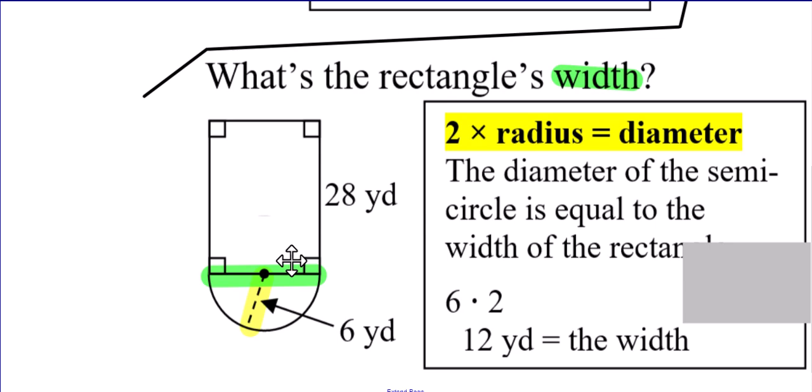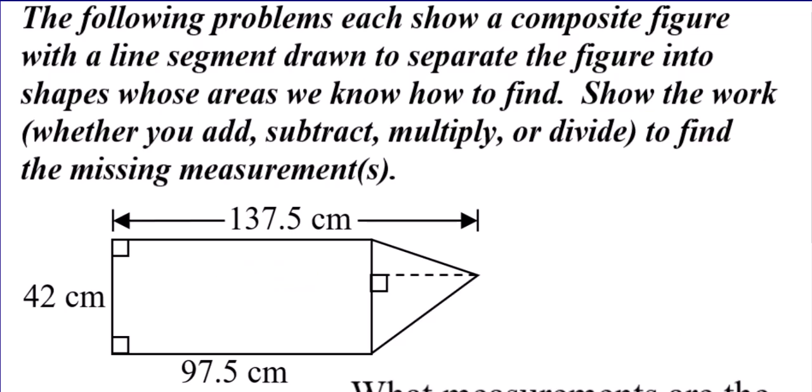And sometimes you might have to go the other way. Maybe sometimes you would have to take diameter divided by 2 to get the radius of a semicircle. So please remember the relationship of diameter and radius, because if a semicircle is involved on a composite figure, it's pretty much inevitable that you're going to have to use the relationship of diameter and radius at some point. Okay, so the rest of this page, follow along.